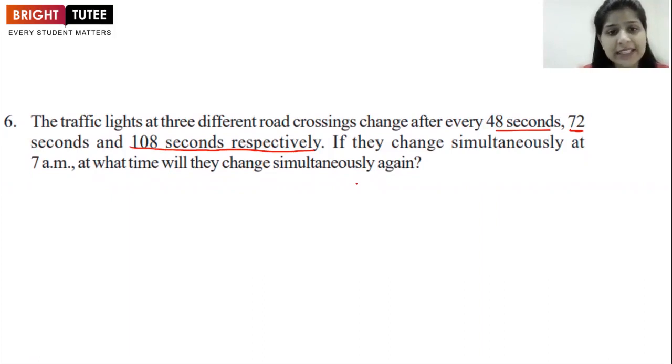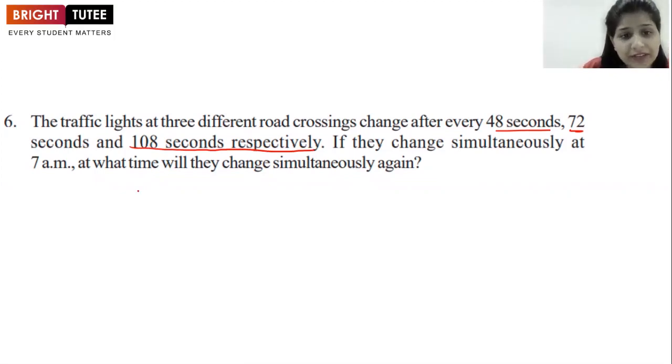Okay, why LCM? Because when we calculate the least common multiple, we will get a number which is common to all three of these, right? And that would be the first time that they change. Or we will calculate actually by LCM after how many seconds they are changing. What is the common multiple to them?